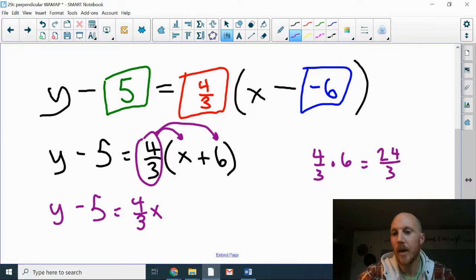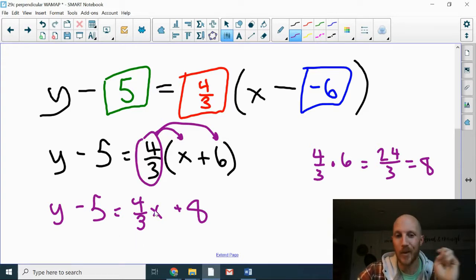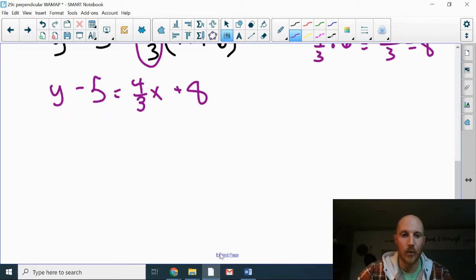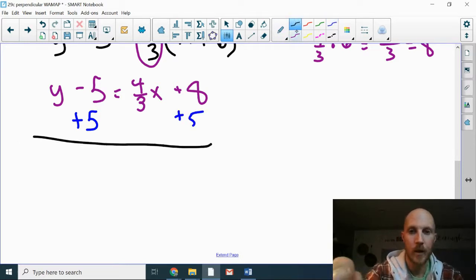And then I can divide 24 divided by 3. That's 8. All right. So step 1 was distributing the slope. Step 2 is I need to do the opposite operation to get the y by itself. So since I have y minus 5, I'm going to add 5. I'm going to do the same thing on the other side of the equal sign and bring down y.